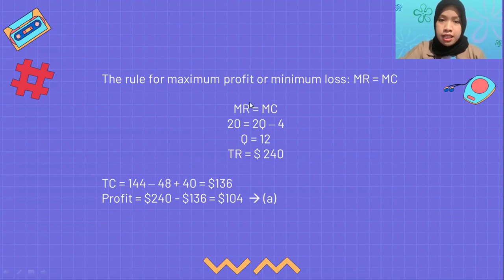The rule for maximum profit or minimum loss is MR equals MC. MR equals MC: 20 equals 2Q minus 4. Q is 12. TR is $240. TC is 144 minus 48 plus 40, equals $136. Profit is 240 minus 136, equals $104. This is the answer for A.